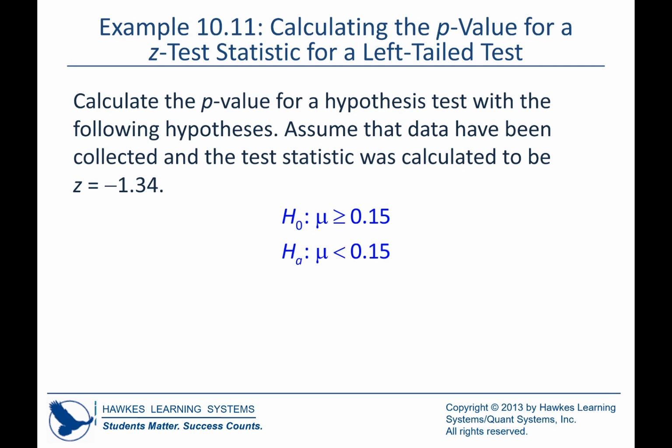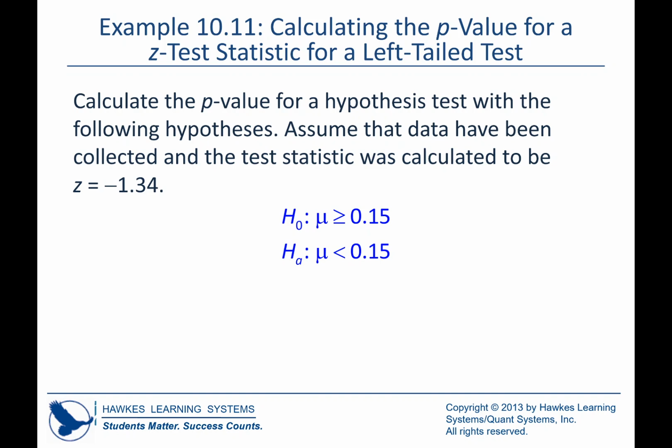Let's look at this example. Here we've got some hypotheses for a hypothesis test, and we're assuming part of the work's already been done. We've already taken the data and put it in our formula and calculated a test statistic. This comes out of that new formula that we just saw. So there's our test statistic. And then we want to calculate the p-value for this test statistic given these hypotheses.